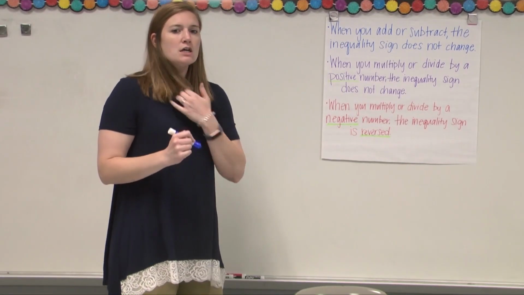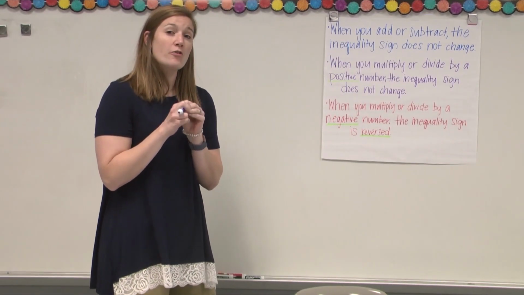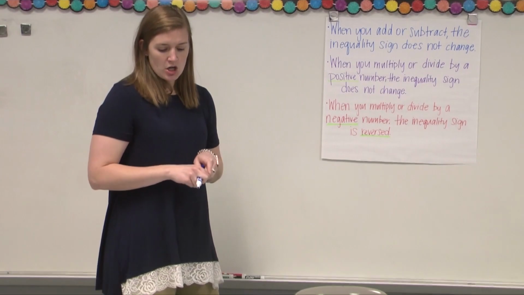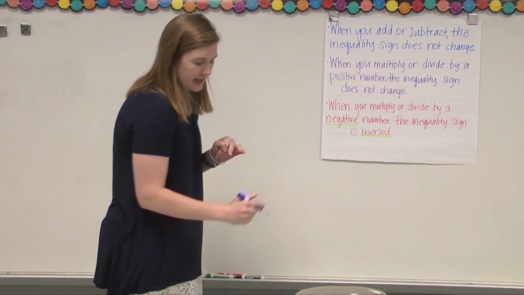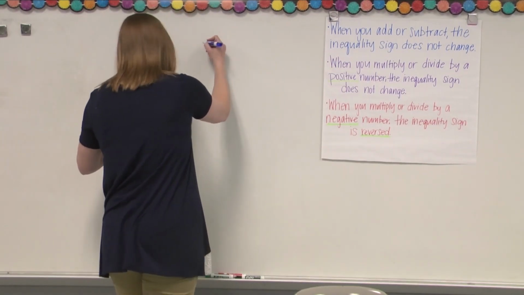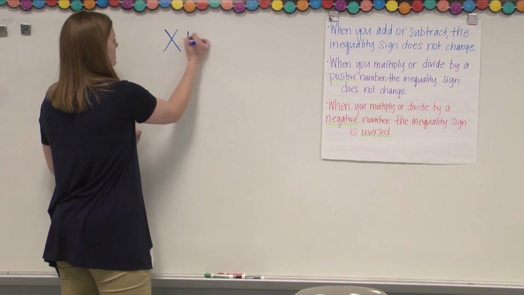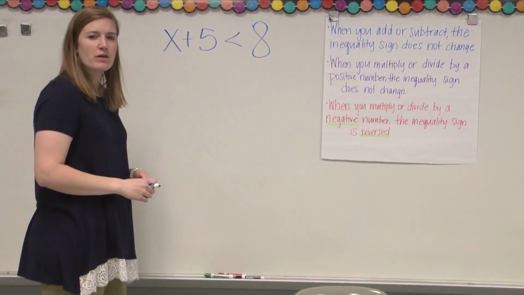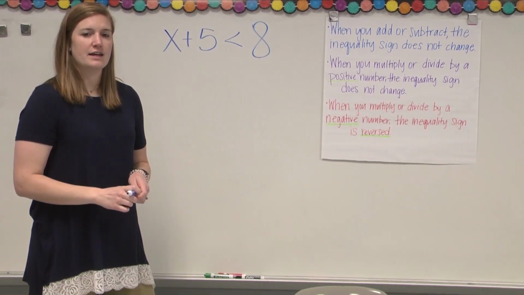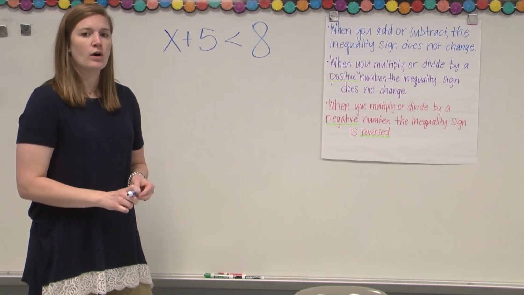So we want to solve an inequality. We're going to solve for x. So the inequality that we're starting with is x plus 5 is less than 8. X plus 5 is less than 8. And we're going to be solving that inequality for x.